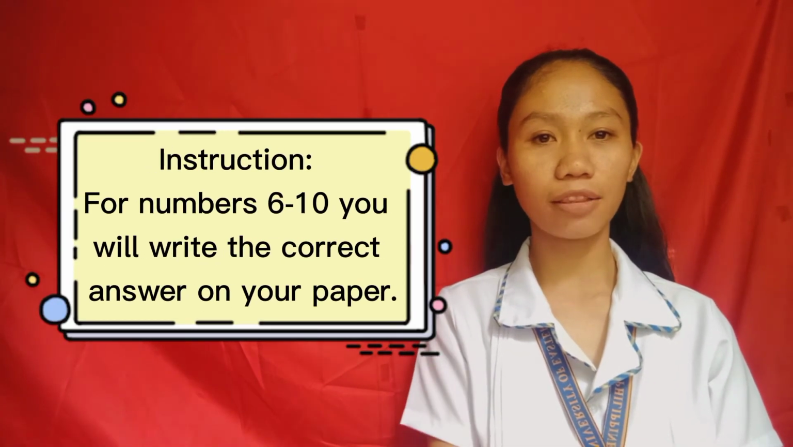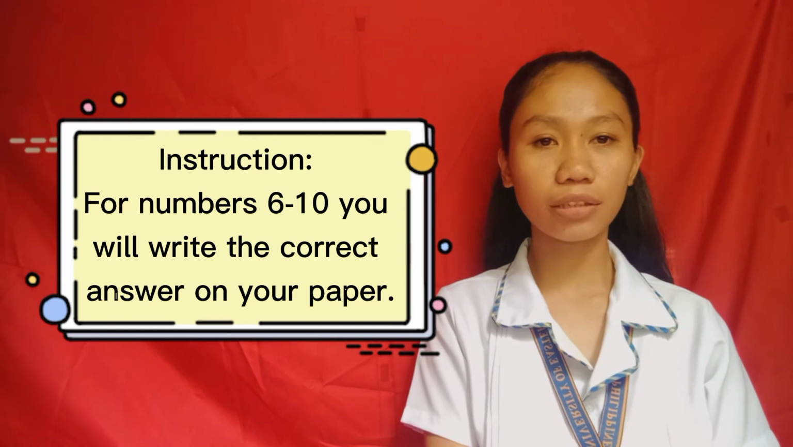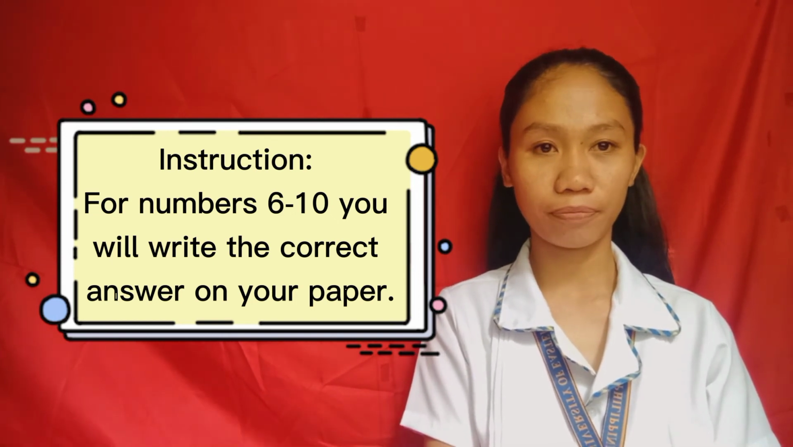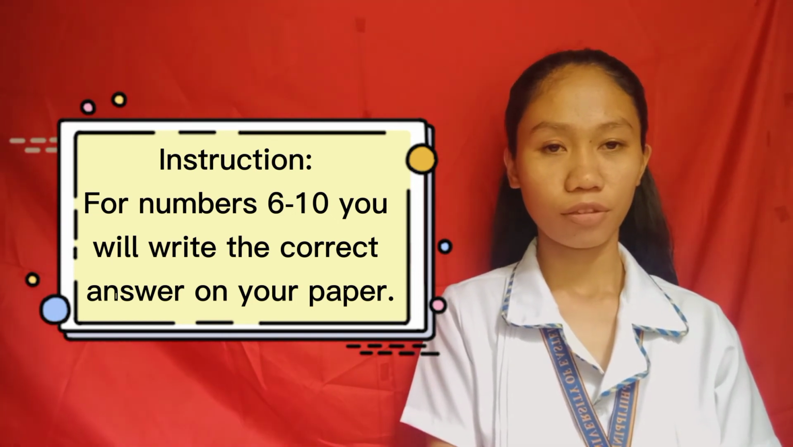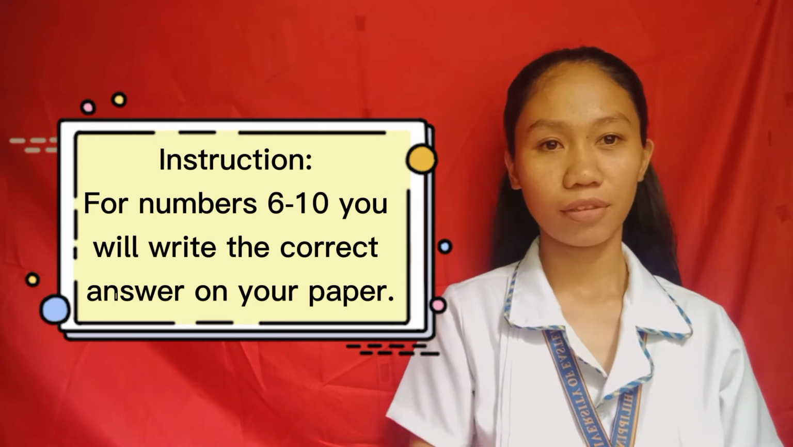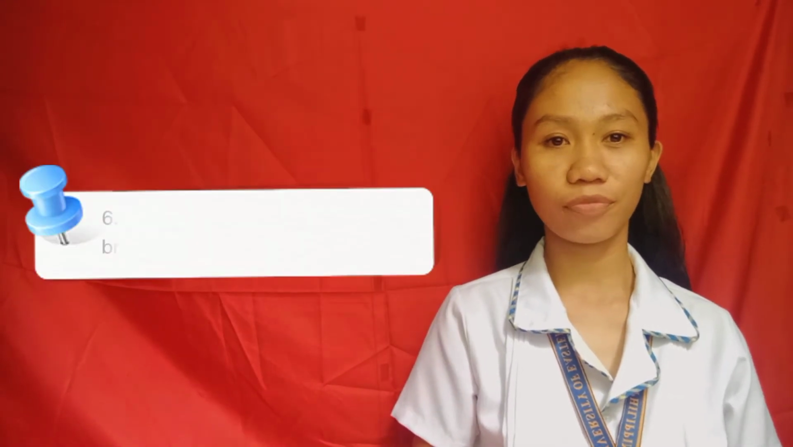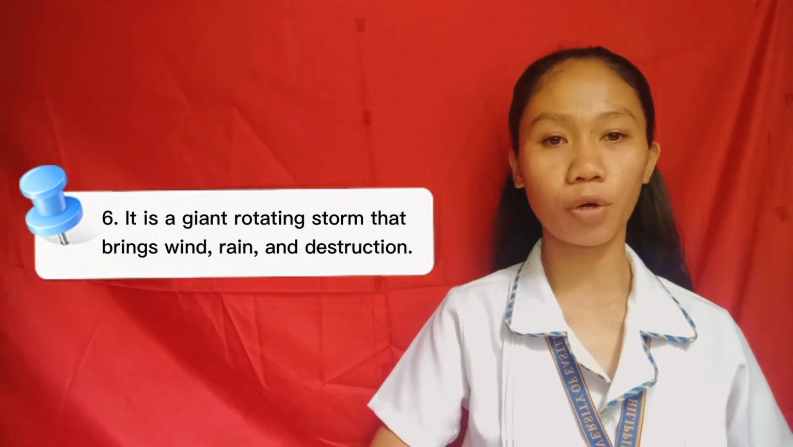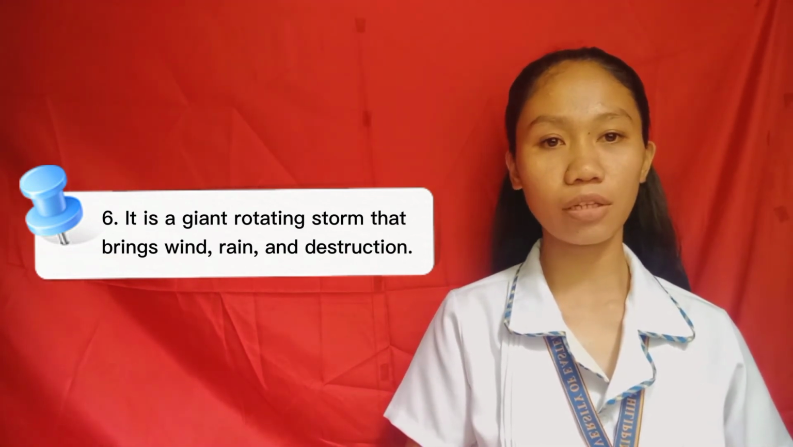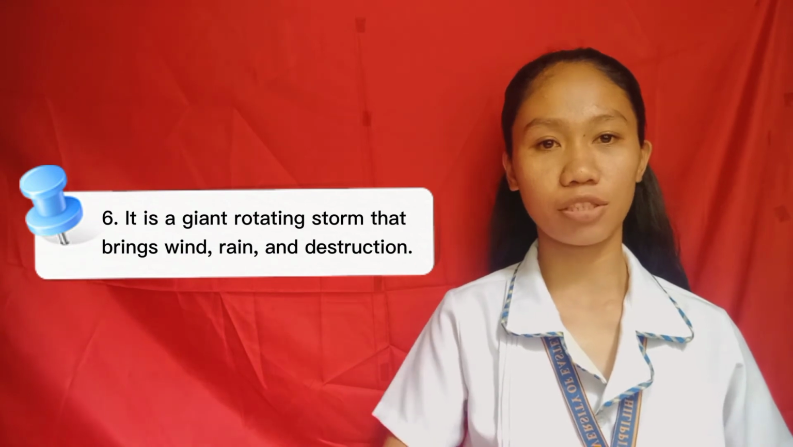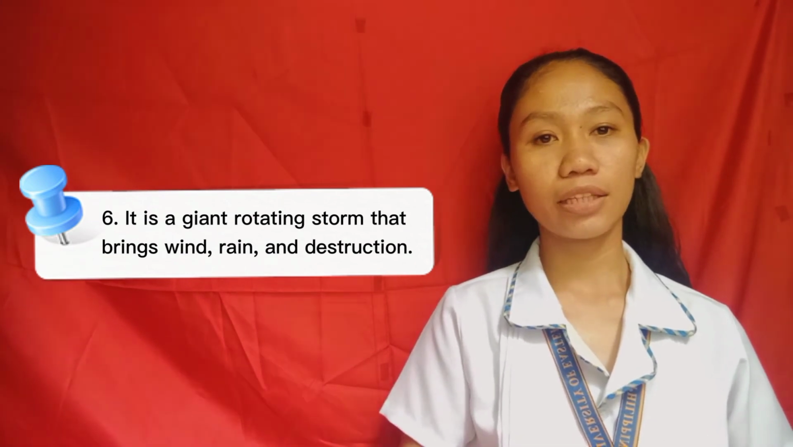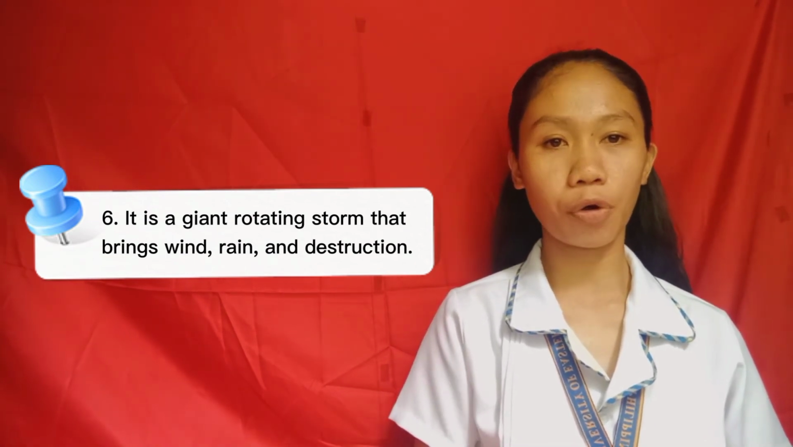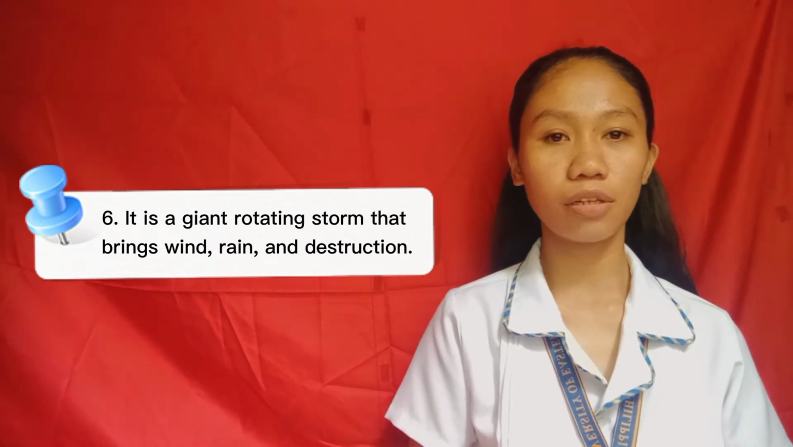Okay, class. For numbers 6 to 10, you will write the correct answer on your paper. Do you get it? Okay, let's start. Number 6. It is a giant rotating storm that brings wind, rain, and destruction.